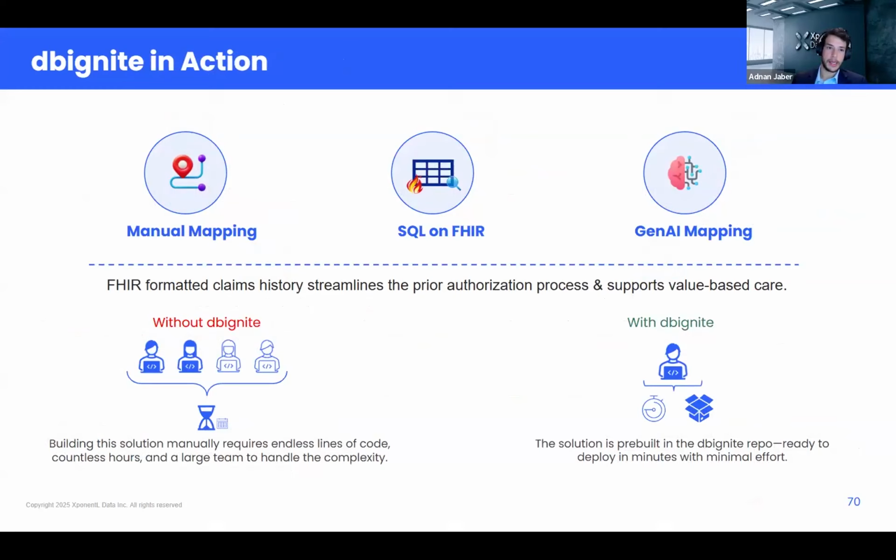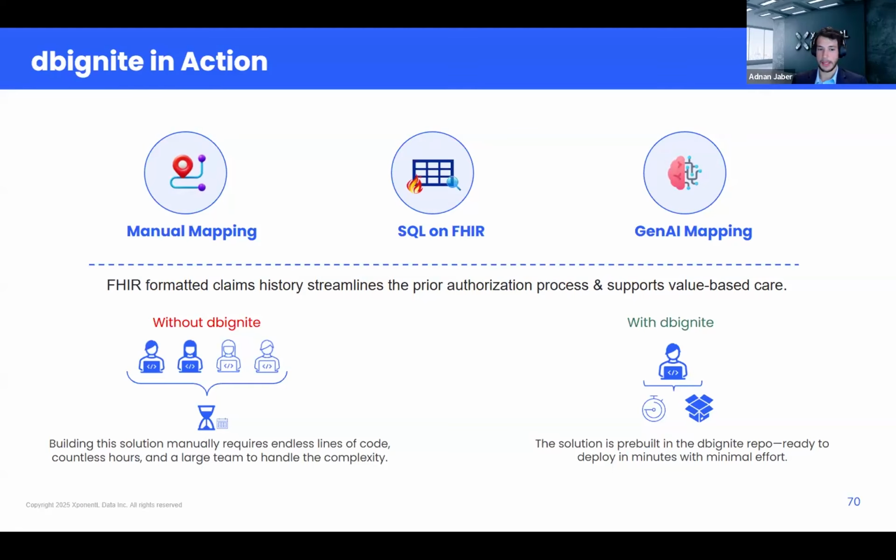Here we get an idea of how DB-Ignite can be utilized. First, you're able to manually map between FHIR resources and your custom schemas with our pre-built templates. It's really easy, just plug in field to field and go from there. Additionally, you can directly query on those FHIR resources and bundles, and soon you'll be able to leverage the GenAI model to map between your FHIR resources and your custom schemas directly.